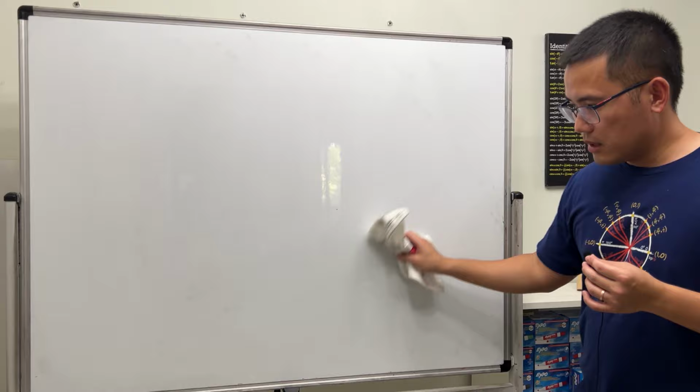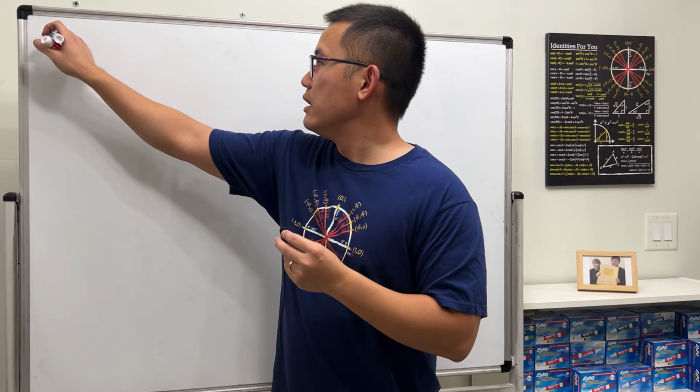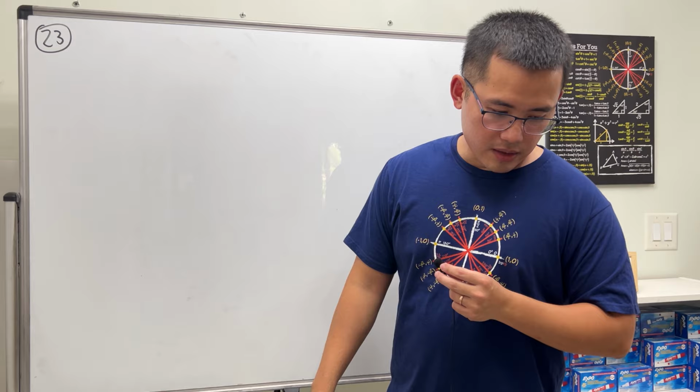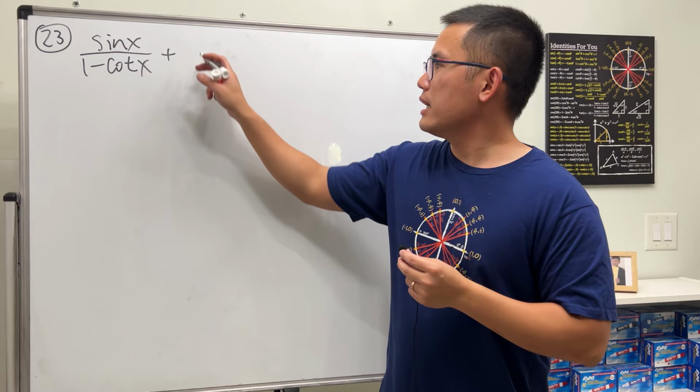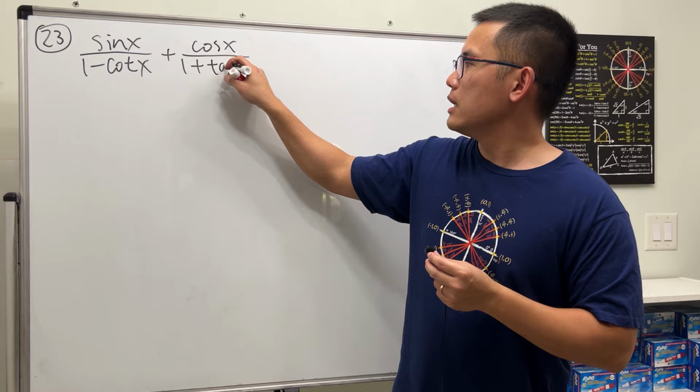Alright, number 23. Here we are going to get sine x over 1 minus cotangent x, and then we add cosine x over 1 plus tangent x.